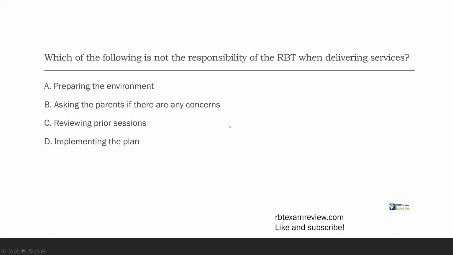So far, B is a better answer than A and D. What about C? Reviewing prior sessions. Should you, as an RBT, review what happens in prior sessions? Absolutely. It gives you history. It lets you know where the client currently stands. The more information, the better. So of all of these, which of the following is not the responsibility of the RBT? It's going to be B, asking the parents if there are any concerns.